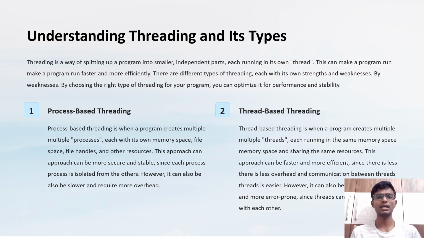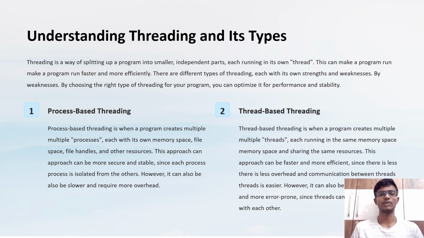Threading is a way of splitting a bigger program into small, independent parts, each running in its own thread. This can make the program run faster and more efficiently. There are different types of threading. By choosing the correct threading for your program, you can optimize its performance and stability. There are two types of threading, process-based threading and thread-based threading.